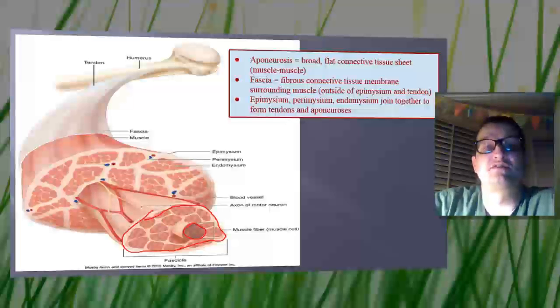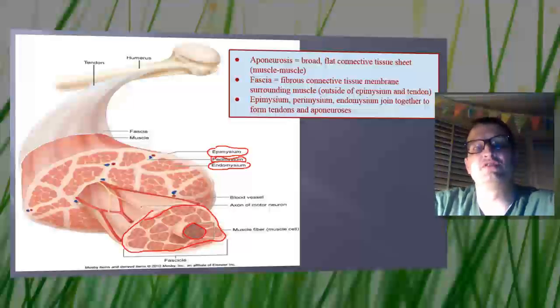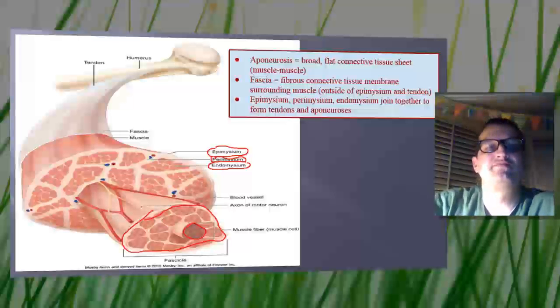Around the fascicles, you have the perimysium here, and around the entire muscle, surrounding everything, is the epimysium. And then around each muscle fiber or cell is the endomysium, a lot of which is fat tissue to provide energy for muscle contractions.